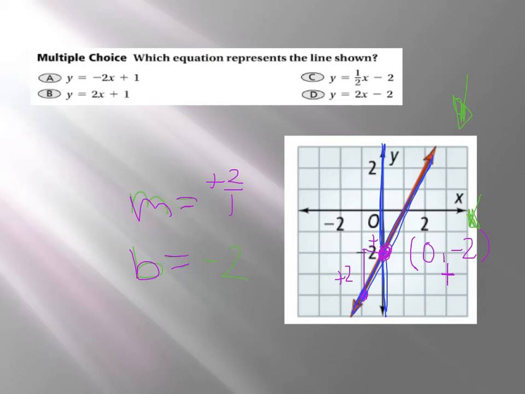So I'm looking for an equation that has a +2 slope with a -2 y-intercept. So I can cross out this first one because it's not positive. I can cross out the second one because it's not 2. So I'm debating between these b and d. They both have a +2. So now I'm going to look at my y-intercept. Here my y-intercept is a +1, so I know it's not going to be that. So it has to be d. That would have to be my final answer.